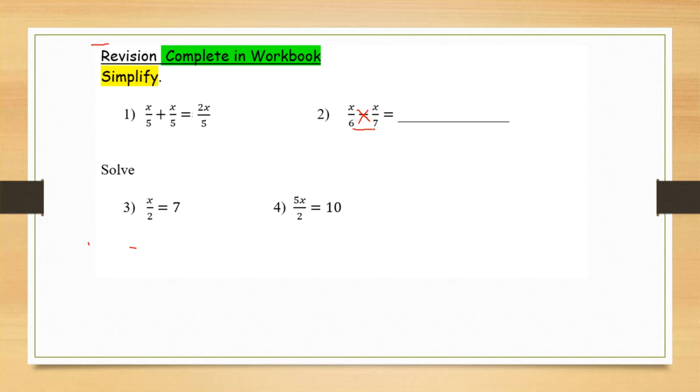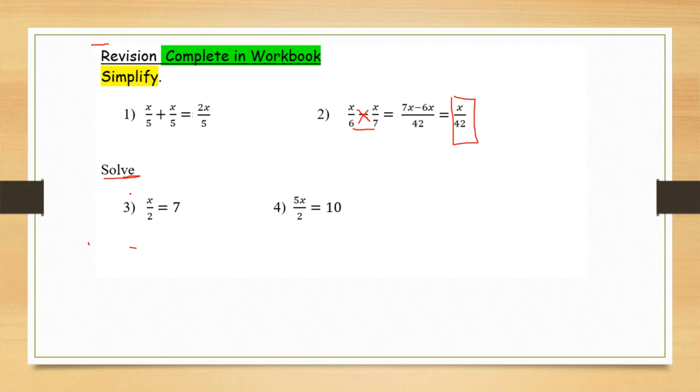So I like the one that looks like shoelaces. So x times 7, take away x times 6 over 6 times 7. 7x take away 6x is x. 6 sevens are 42, so x over 42 is our final answer.